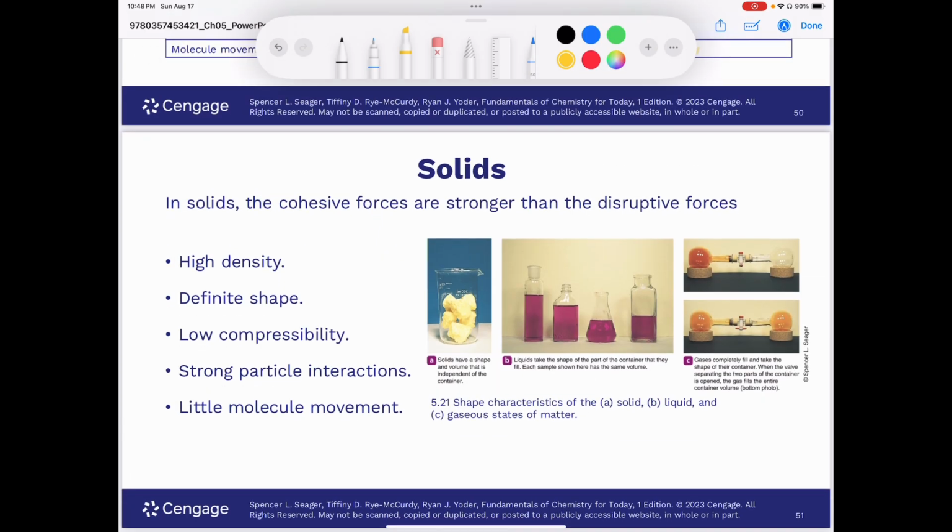If we look at solids, solids have high densities. The density of gold is around 19 grams per cubic centimeter. It's not the densest, but it's one of the densest substances known. Solids have definite shapes. They don't compress very well. They have strong particle interactions, and there's very little molecular movement.